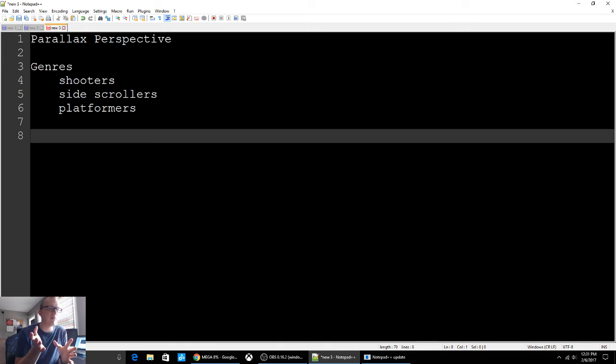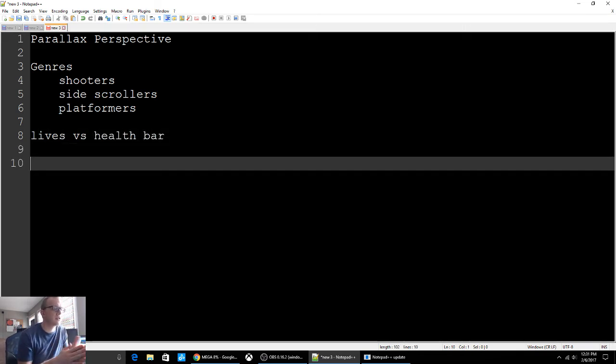How are those different? Remember, there was just a very small difference in the lives versus the health bar. Let's see, I'm going to word this properly. I don't want to confuse you. Lives versus the health bar. Why was that different? There was a very key difference between those two.